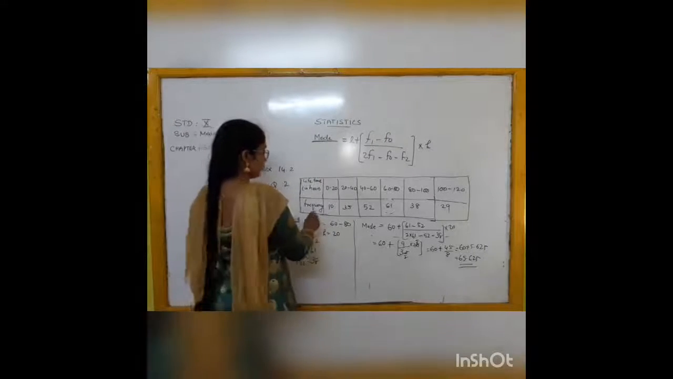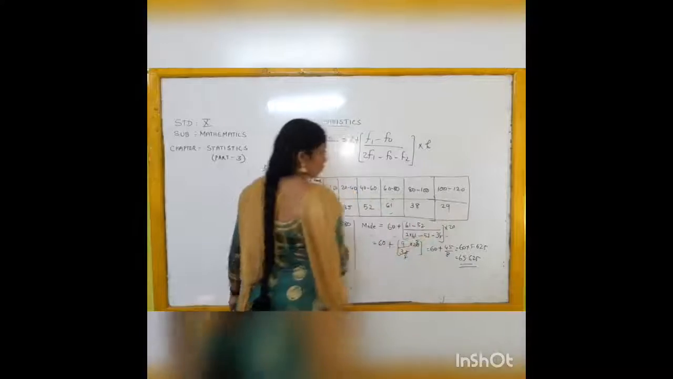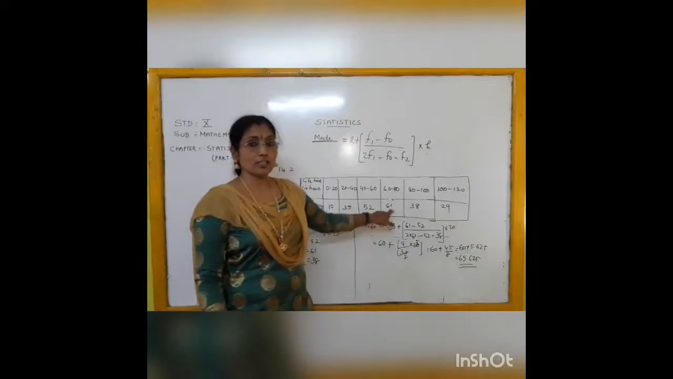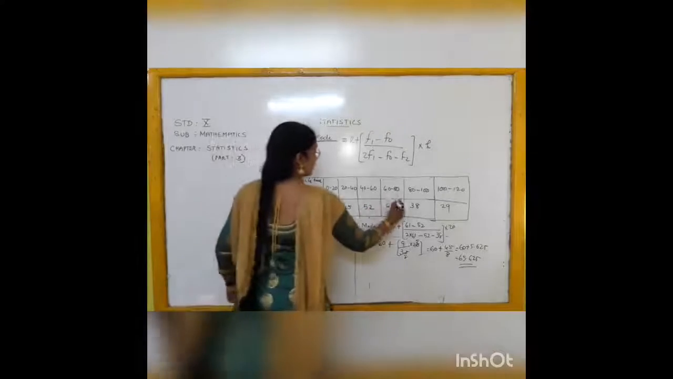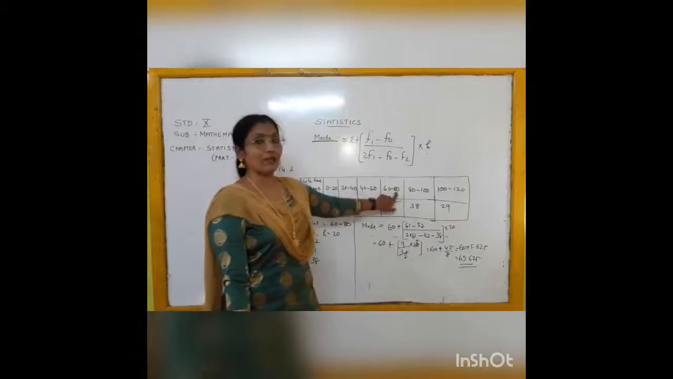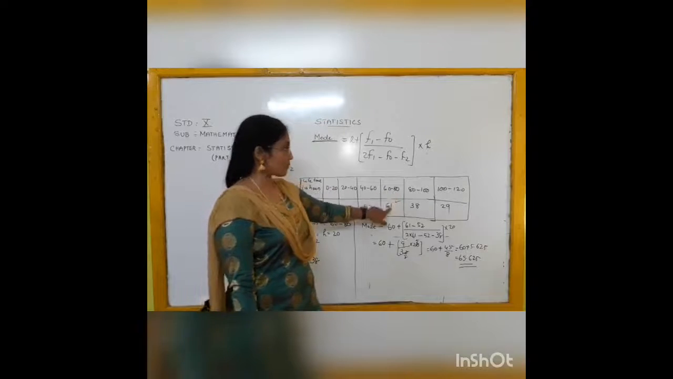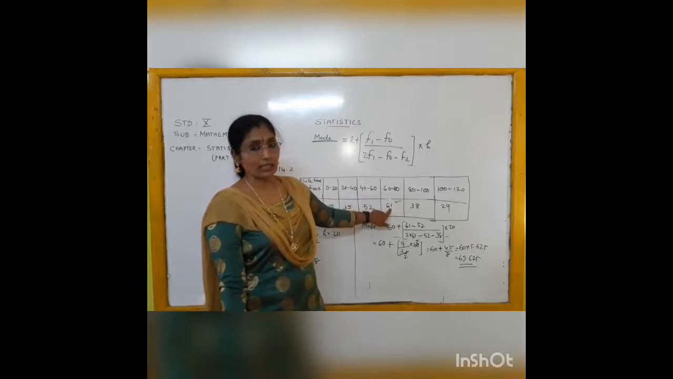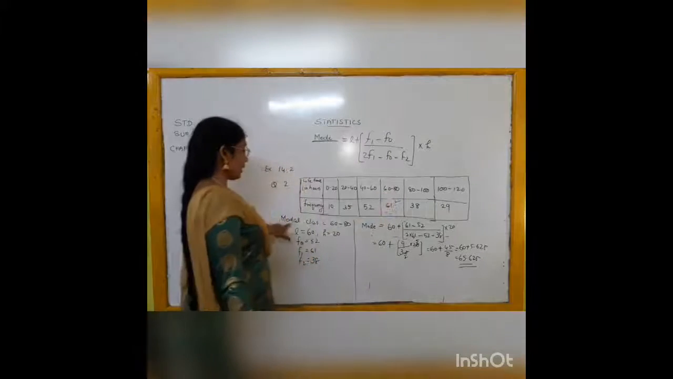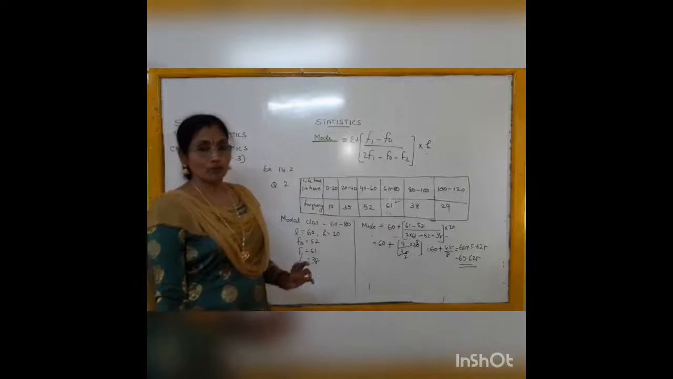Now, first, what is the modal class? For finding that out, you just check the frequencies in this column. Which is the highest frequency? You can say here that 61 is the highest frequency. That means the class 60 to 80 will be the modal class, the class corresponding to the maximum frequency. Now you got that the modal class is 60 to 80.